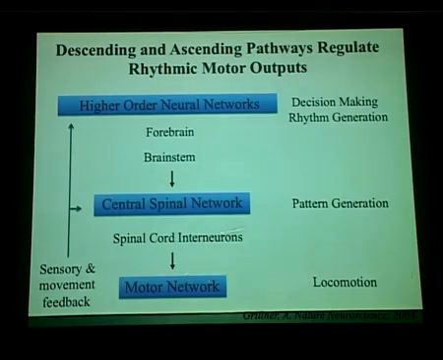I don't want to repeat that, but basically decision making and the rhythm generation seem to arise from higher order neural networks in the forebrain and the brainstem. Those signals are transduced to the central spinal network, where they generate various motor central pattern generators that drive the orchestrated muscle contractions to generate the motor locomotion. And all those different levels of the central pattern generator can be entrained and modified by the sensory inputs from the internal and external environment, as well as the sensory inputs from the movements themselves.